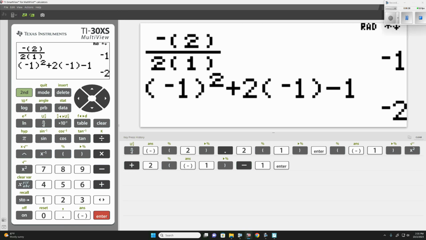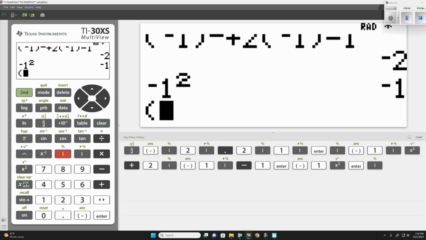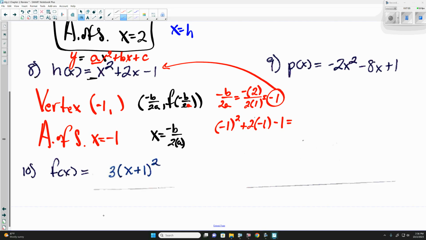Now, especially if we're squaring a negative, we do need the parentheses around it, because -1 squared is not the same thing as -1 in parentheses squared. Because if you don't include the parentheses, it sees it as -1 times 1, not -1 times -1. So the vertex is the point -1, -2, and the axis of symmetry is x equals -1.